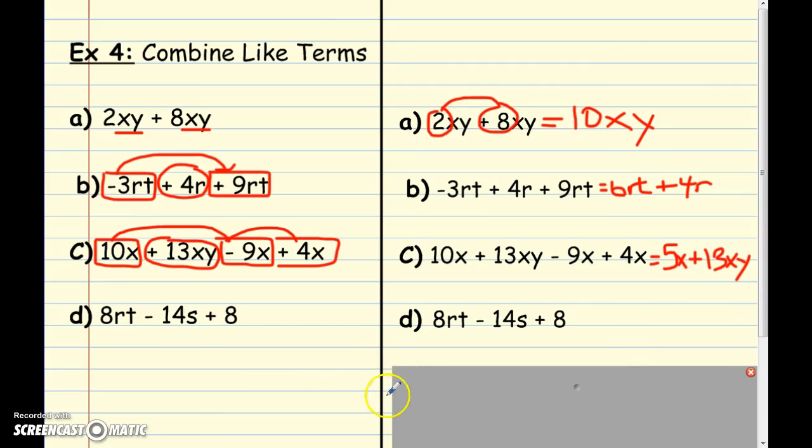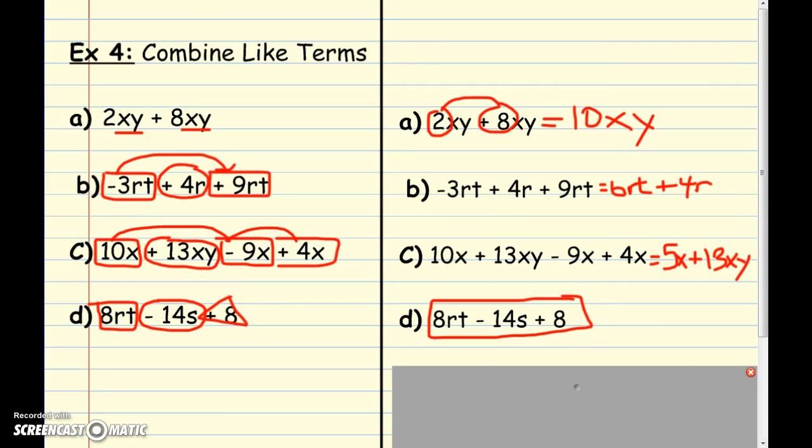Last example with this lesson, we have 8rt, and so I'm going to go down the line and look for anything else with an rt. There isn't anything. So then I've got this term here with an s. And then I've got the 8, that's all by itself. So because I have three different symbols here, there aren't any other like terms. This is completely simplified. You can't do anything else to it.